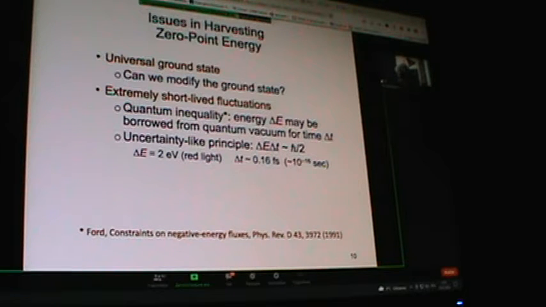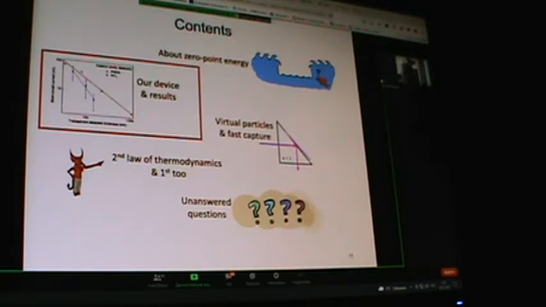All right, so this is borrowing energy from the vacuum. What would happen if we were sneaky, and we borrowed the energy and captured it quickly? What would happen then? Can you do that? Traditional physics has not addressed that. All right, so now we've talked about zero-point energy. Let's now talk about our devices and then get into the results.